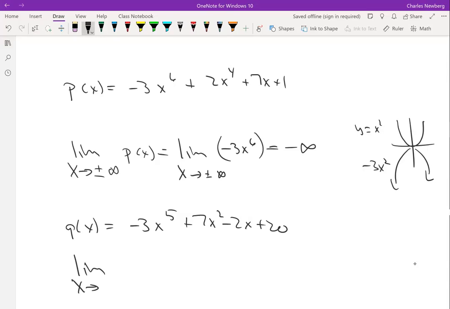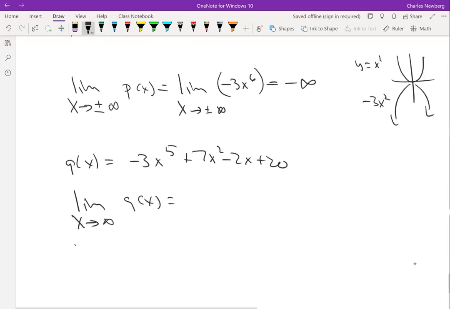So I should have said find me the limit as x goes to infinity of Q of x, and find me the limit as x goes to minus infinity of Q of x.